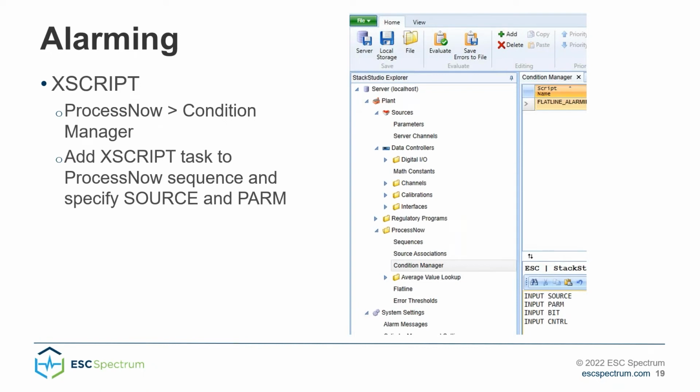So if we look through StackStudio, if we go down the tree, we'd look to Condition Manager. That would then open up this Condition Manager tab that's a little bit cut off here. We would then click Add to add a condition, name the condition whatever you want, and then put the condition text into it. And I've created a couple Xscripts as options that should cover what a general amount of what you would want for alarming.